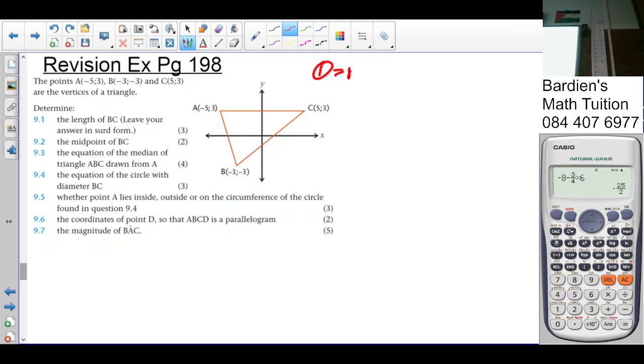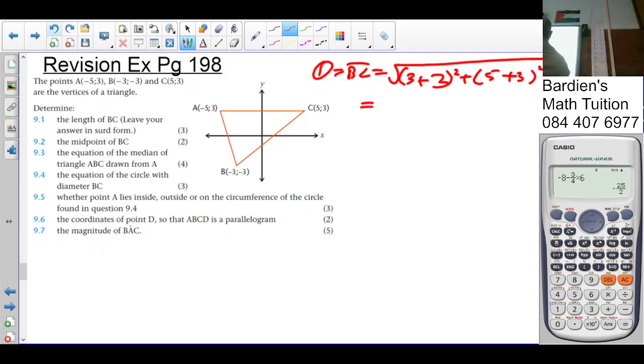So BC, the distance is going to be the square root of those two points in question. So it's going to be 3 minus 3 squared plus 5 minus 3 squared. That gives us 36 plus 64, which is 100. Just check if that's correct. Right, now I'm feeling better about myself. Right, that's BC. So I put 10 there.